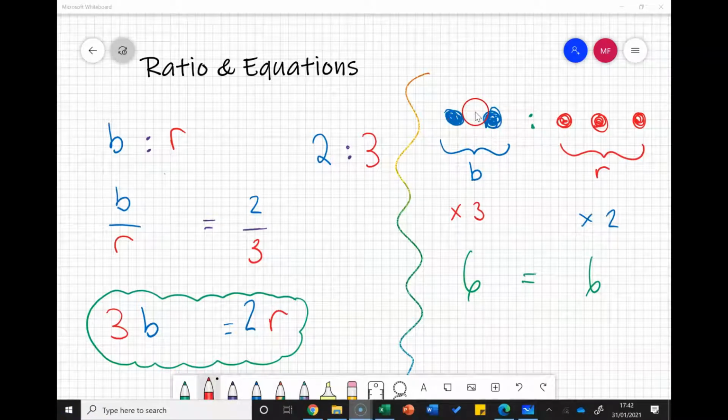So we've got our blue and our red. We know the ratio is 2 to 3, blue to red. And what we're saying down here is if we times the blue by 3 and the red by 2, they are equal. And you can see now why that works. Times this lot by 3, and you'll get 6 of them. Times this lot by 2, and you'll get 6 of them. And obviously 6 equals 6. So using this idea of having a ratio and setting up an equation is then really useful at solving other problems.